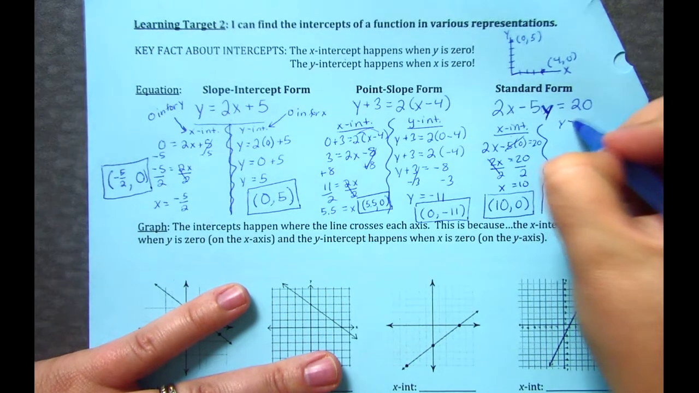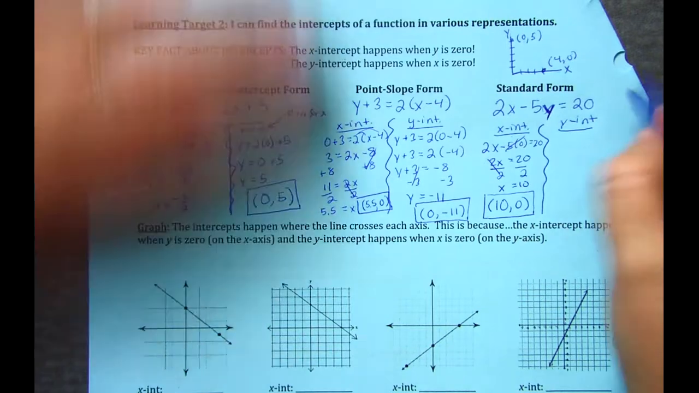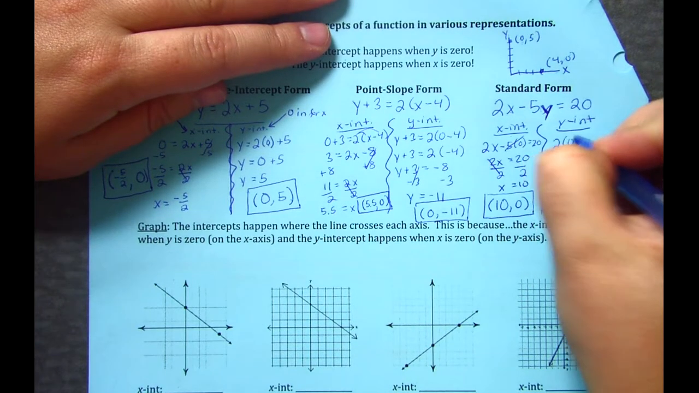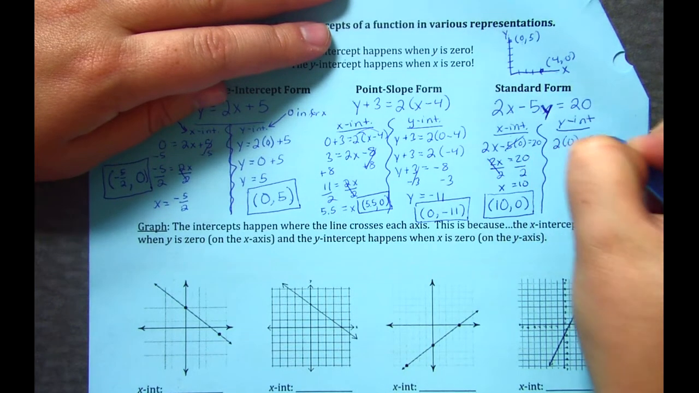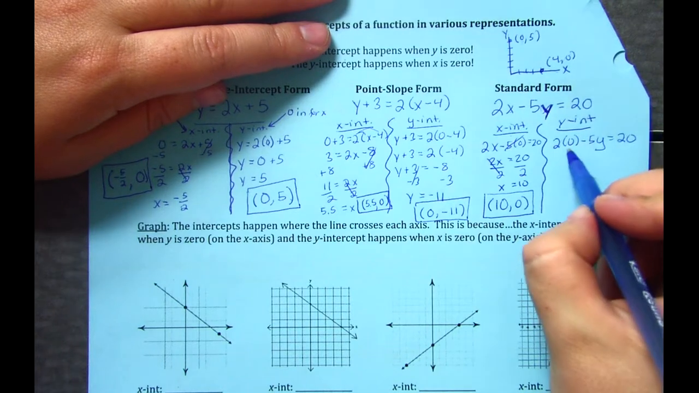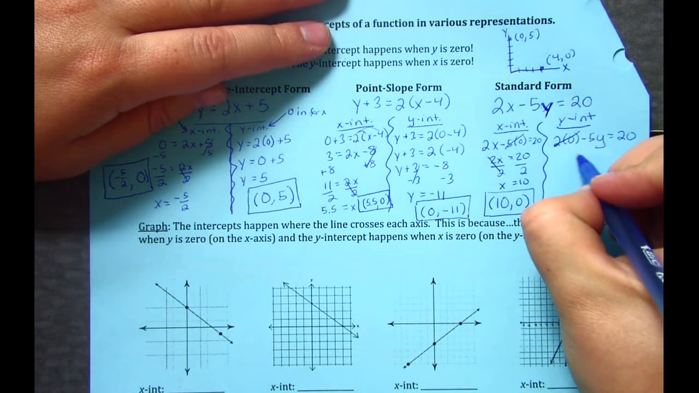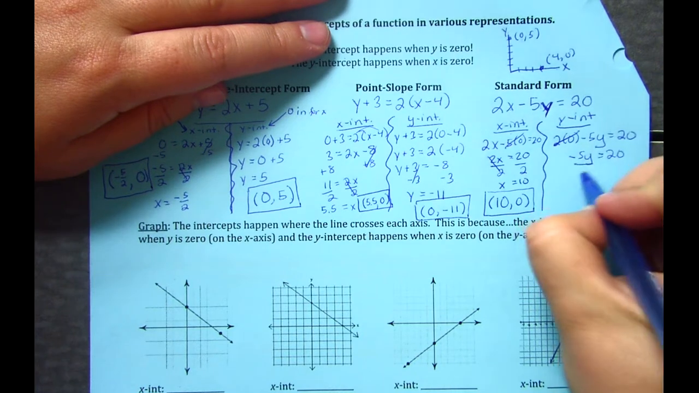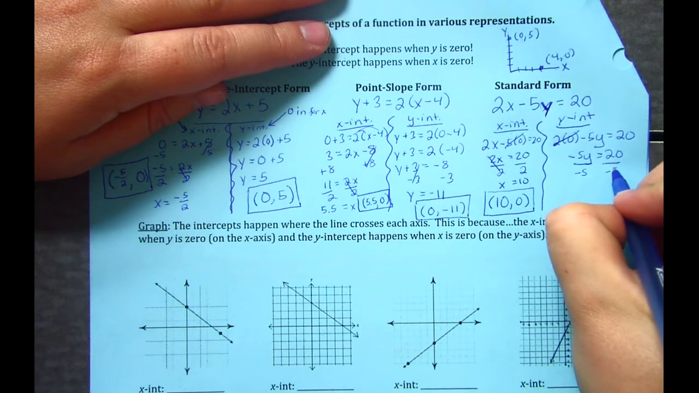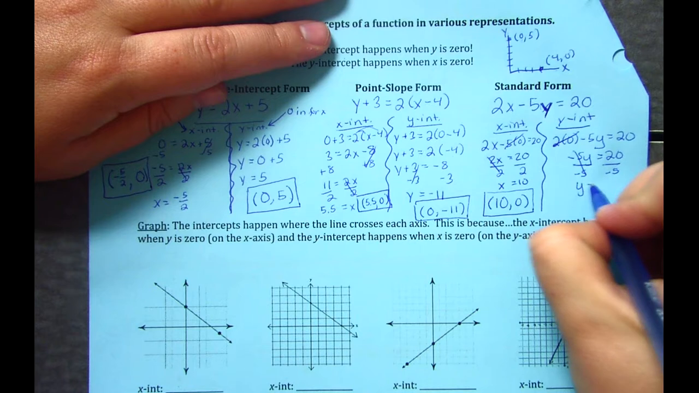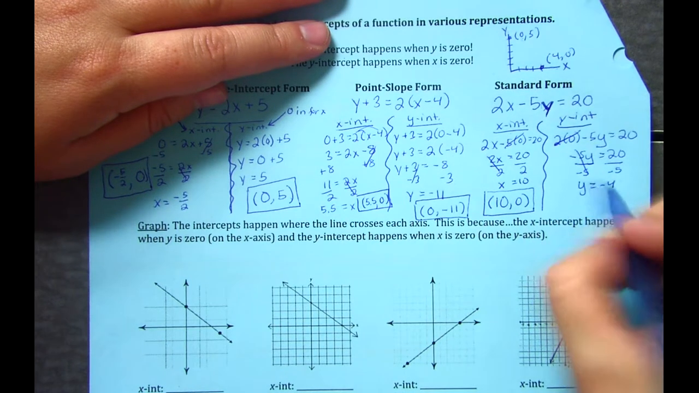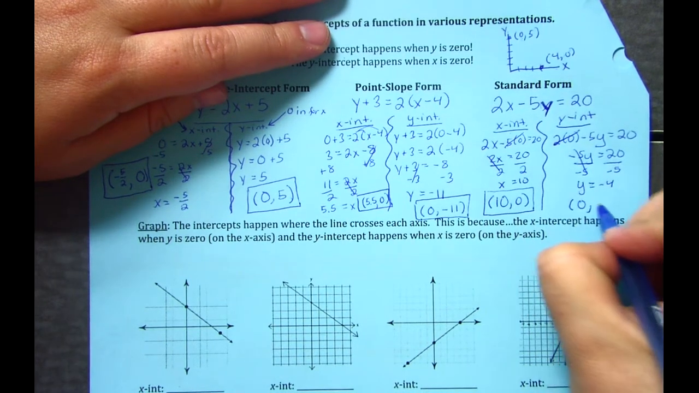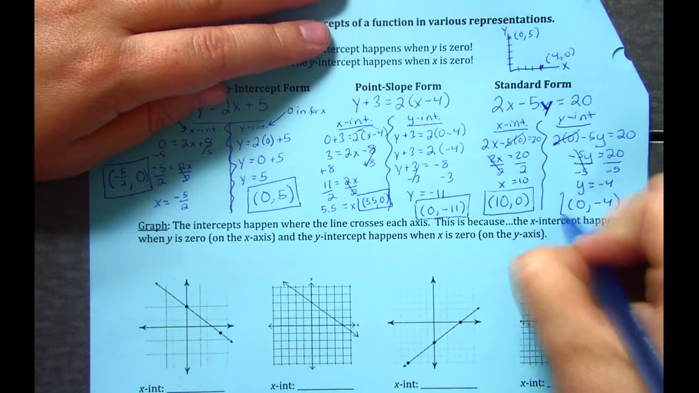For my y-intercept, I put 0 in for x. Now I have 2 times 0 minus 5y equals 20. Well, this time this disappears. So I really just have negative 5y equals 20. If I divide both sides by negative 5 like that, y is negative 4. So when I put 0 in for x, the y-intercept is negative 4.